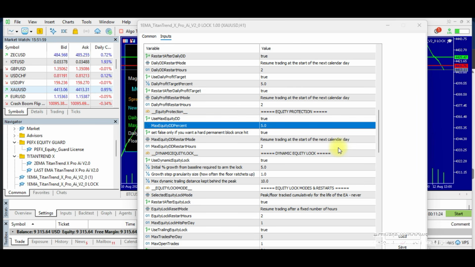You understand? Because this is equity DD hit, the max equity DD. When it hit, it will lock forever. It will lock forever unless you go back and restart it. But when I look at it, I say no. What if somebody travels out and leaves the EA?